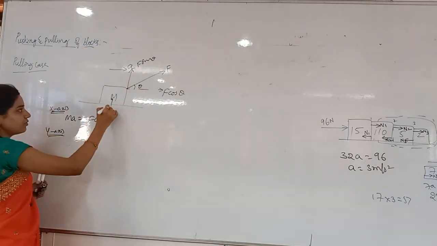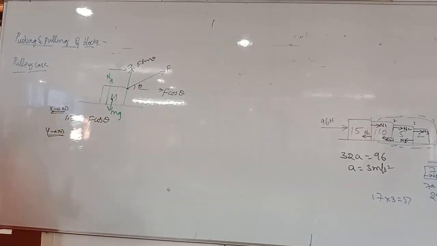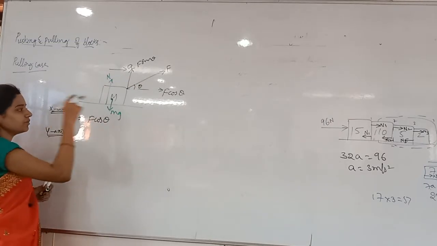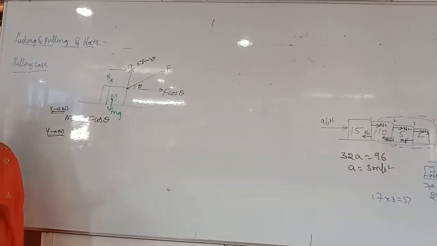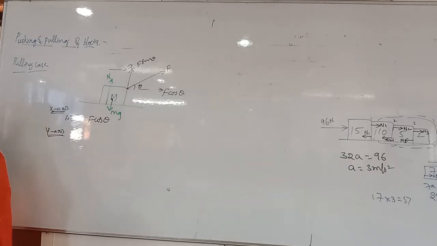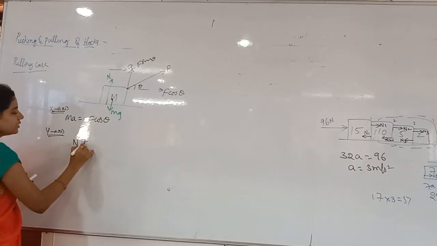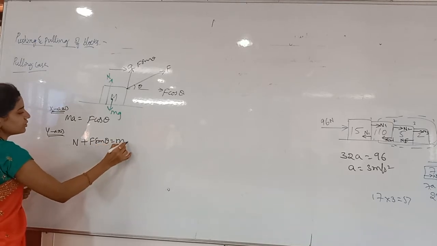See here, mg is acting in the downward direction, and there is another force. What is that? Normal reaction. So normal reaction upwards, F sin theta upwards, and mg downwards. By the way, the body is moving in which direction? Horizontal direction. So vertically the body is in equilibrium. Vertically it is not moving. You have already written the horizontal equation. How to write the vertical equation then? Equilibrium means all upward forces equal downward forces. Which are the upward forces here? Normal reaction N plus F sin theta is equal to mg.